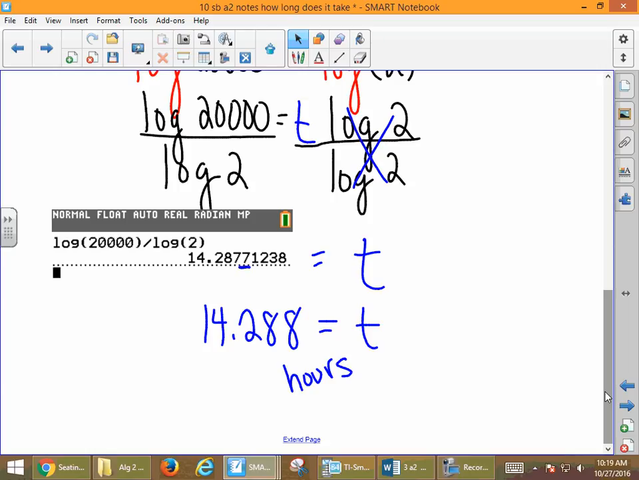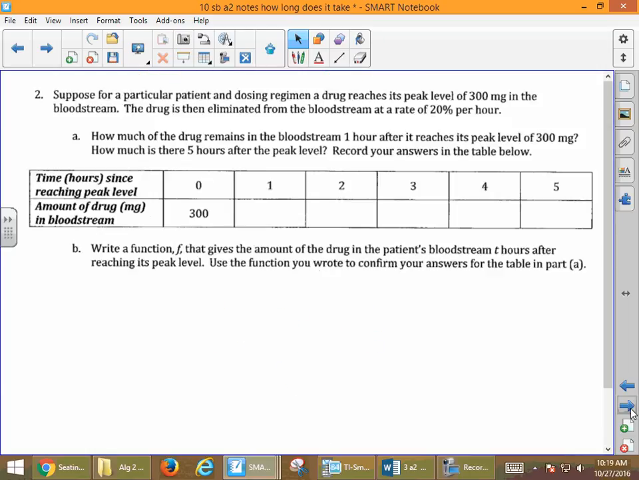So as we flip our paper over to the other side, similar type of problem. And suppose for a particular patient and dosing regimen, a drug reaches its peak level of 300 milligrams in the bloodstream. So there's where we're going to start. For me, I always think of it as taking my allergy medicine. The first hour is the best. And then what happens is, our drug is eliminated from the bloodstream at a rate of 20% per hour.